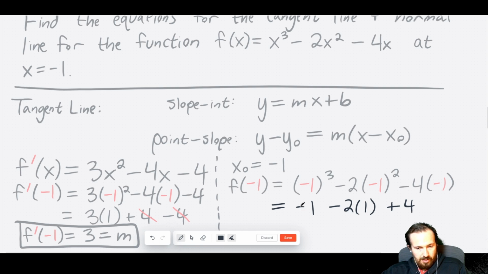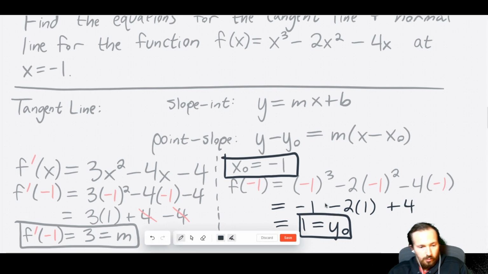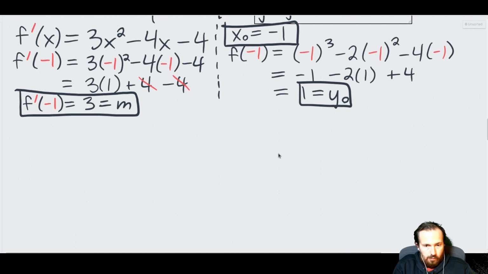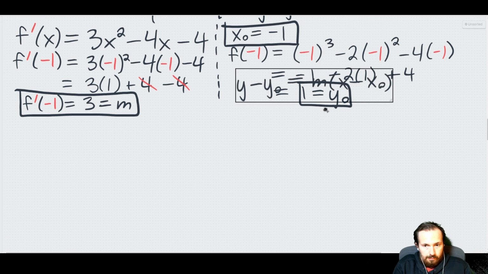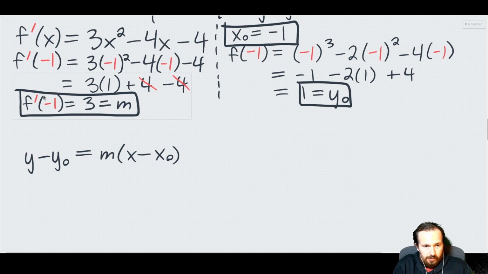So think about what we have. We have -1 minus 2. That's -3 plus 4 equals 1. So there you go. We know that x0 equals -1, we already knew that, and now we just figured out that y0 equals 1. So at this point, we have all the information we need. If we take point slope form, and plug in everything that we just figured out, the slope at that point and the x and y coordinates at that point, let's see what we get.